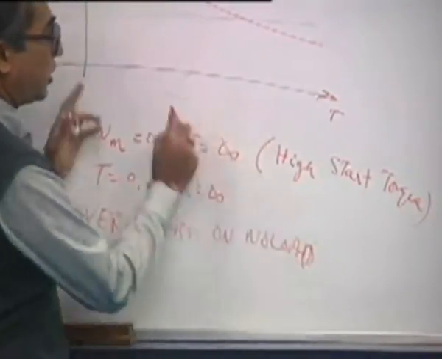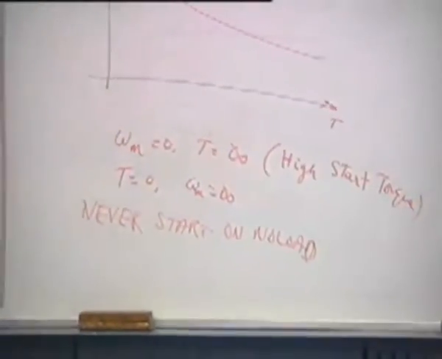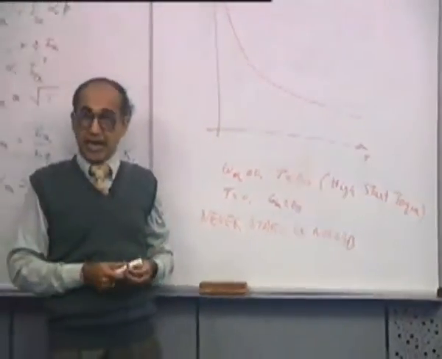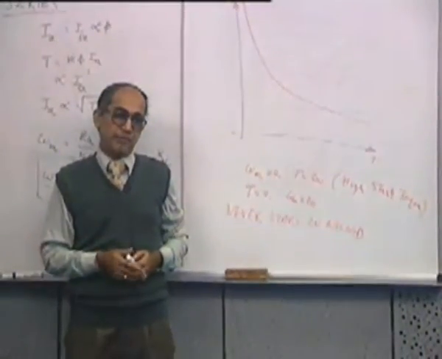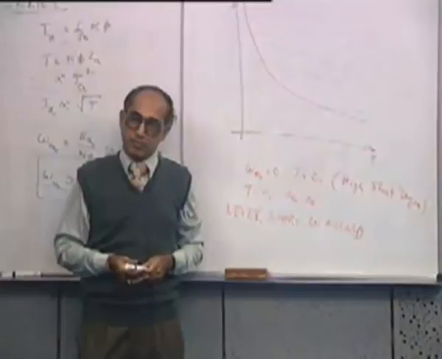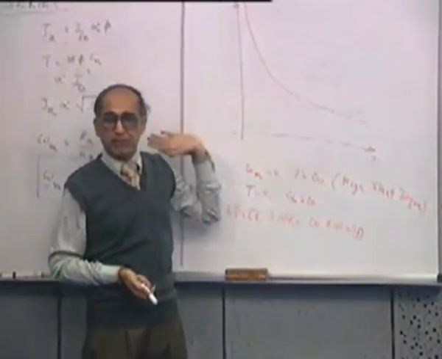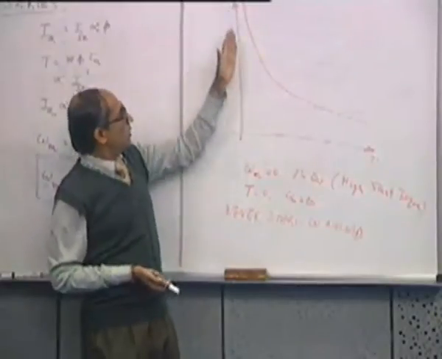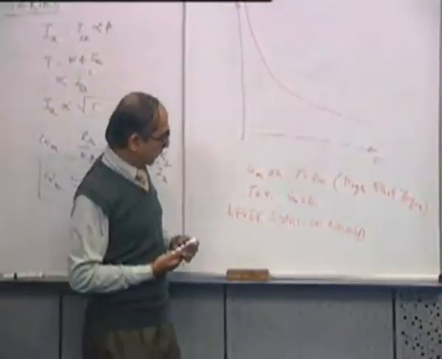Never start a DC machine on no load, because if the load is less, then ideally the speed will go very high, to infinity. Very high speed will cause mechanical damage to all the components, brushes and so on. Therefore, a DC series machine should never be started on no load. It starts with load, and you get this.